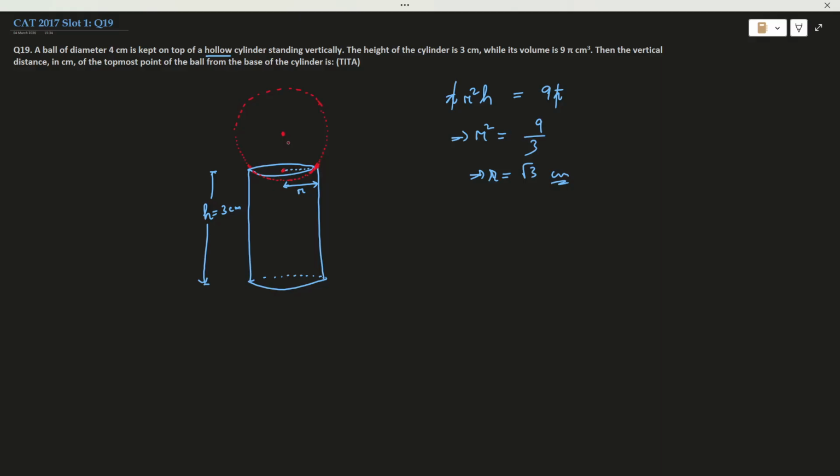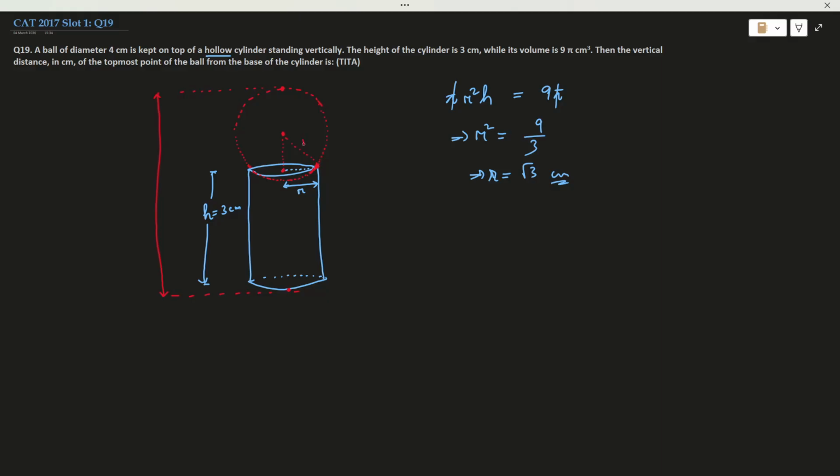Now guys, I need to find the distance of the topmost point of the ball, suppose this is the topmost point of the ball, from the base of the cylinder, which is suppose this part. I need to find the distance, right? I need to find this distance, guys. All right, guys. So what can we do? See, join these points and join these points.